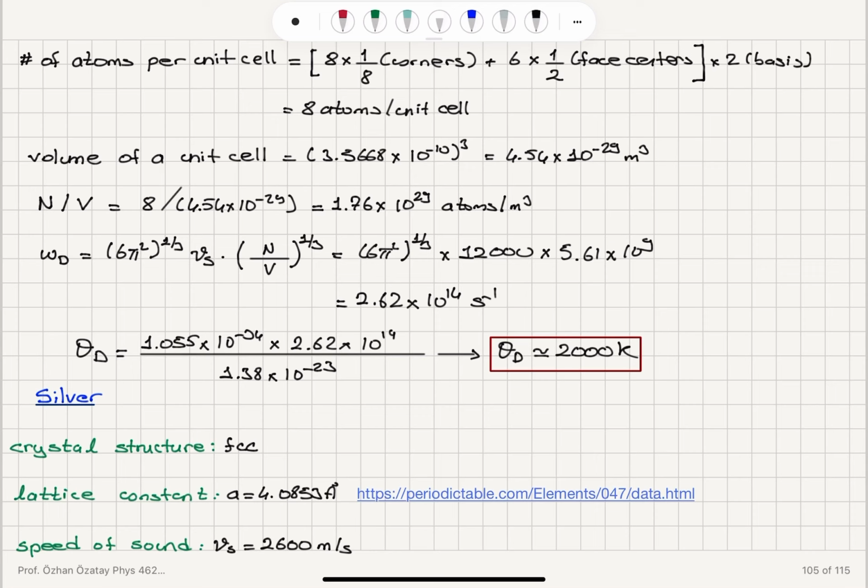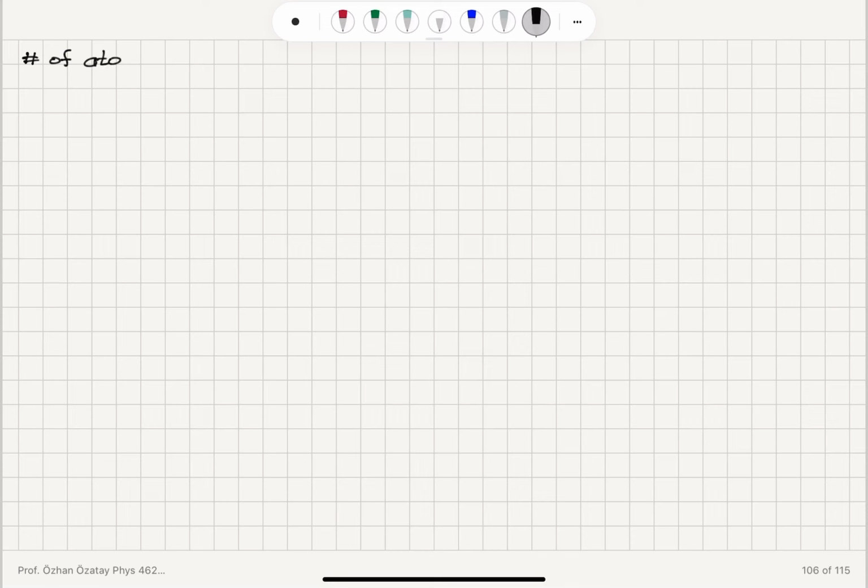Now let's look at the case of silver. The crystal structure of silver is face-centered cubic. The lattice constant is 4.0853 angstroms. It can be found here. Also, the speed of sound in silver is listed here as 2,600 meters per second. So let's go through the same calculation for silver. What is the number of atoms per unit cell?